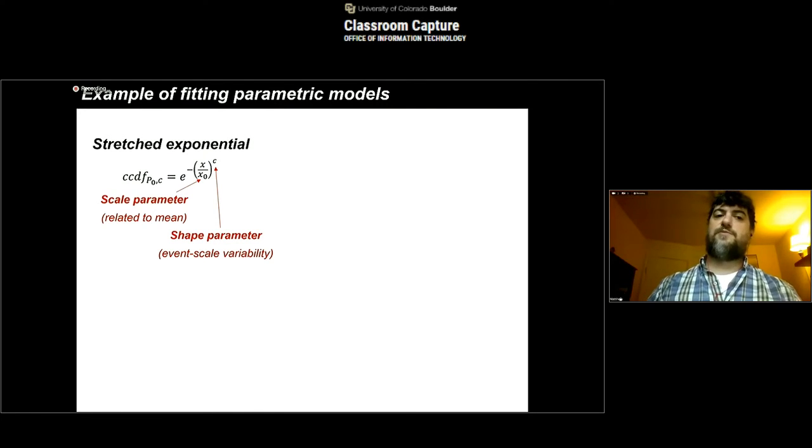These kinds of parametric models typically have 2 or 3 parameters that you can adjust in order to fit a distribution. One is going to be related to the mean of the distribution, and in this case, it's this x0 parameter. The other parameter is going to be related to what that tail looks like. So what's the shape of that distribution? And that's what this C value that I showed in the previous map was.